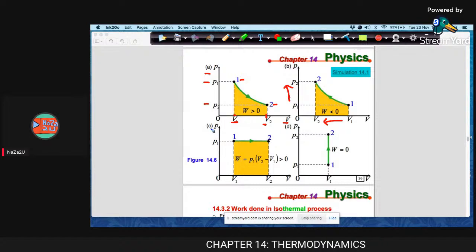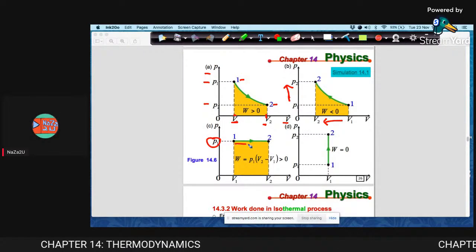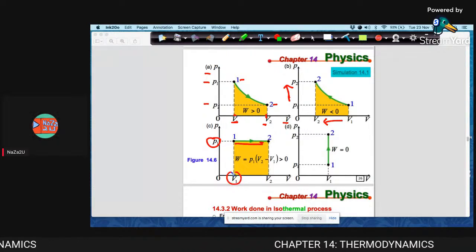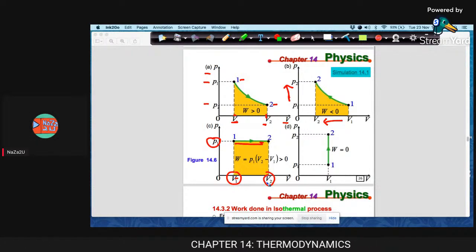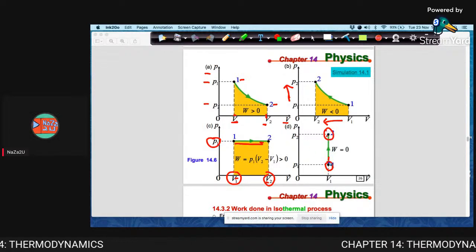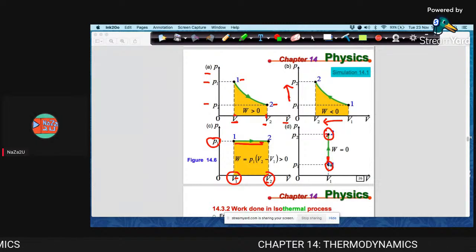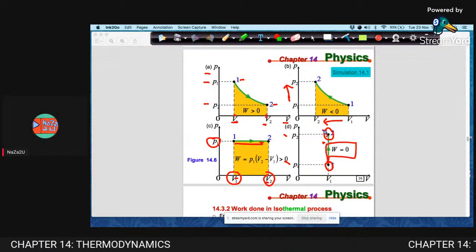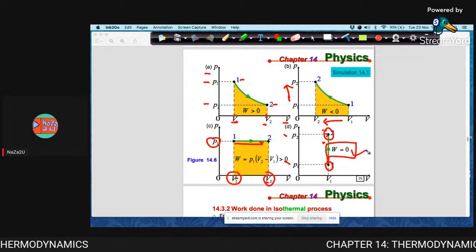So here, if you look at the graph C, we have a constant pressure P, but we have a change of volume from initial to final. And the graph D, we have constant volume. So no change of volume, and we have change of pressure. So this is no change of volume, so work done is equal to 0.